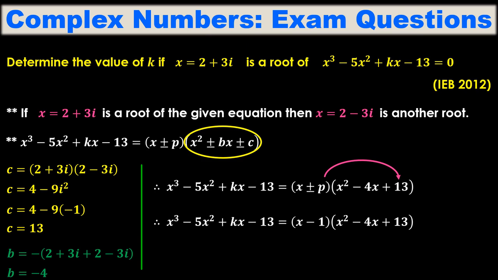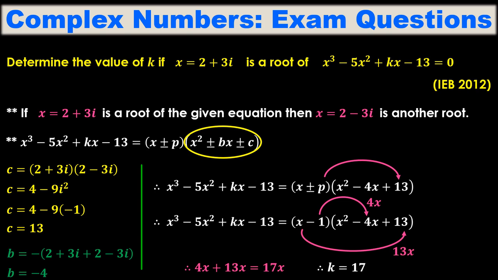And if all I'm interested in is the coefficient of x, I'm just going to look at the x's. So x minus 1 times minus 4x and x times 13. Those are the only ones that will end up giving me a coefficient of x. So minus 1 times minus 4x is positive 4x, and x times 13 is 13x. So 4x plus 13x is 17x. In other words, the value of k is 17.